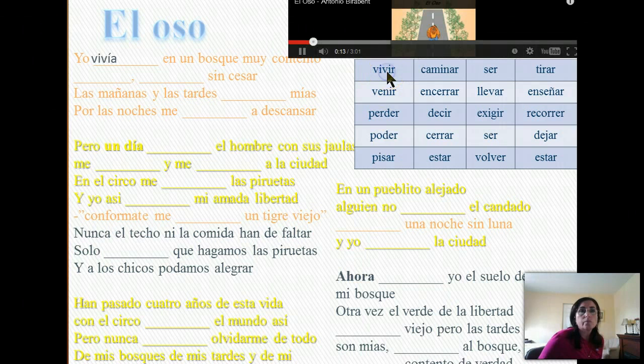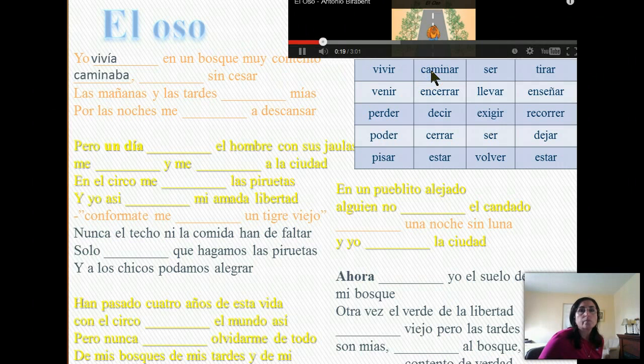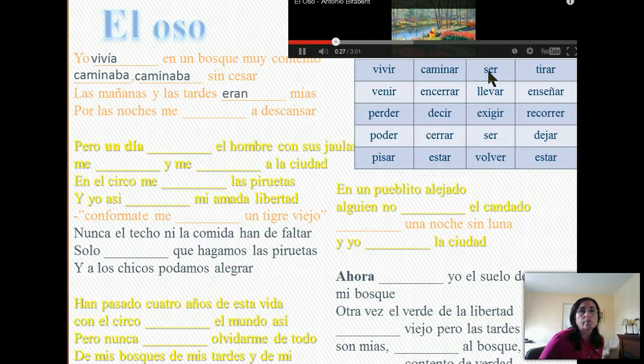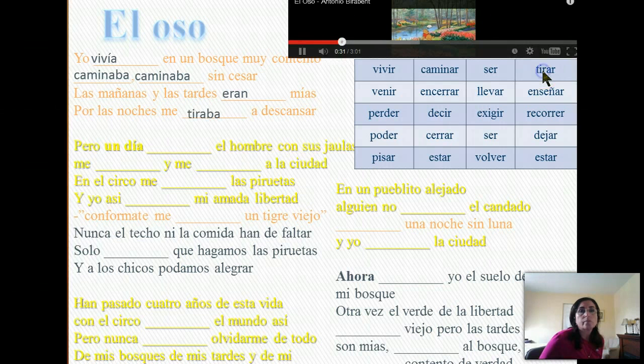Yo vivía en el bosque muy contento, caminaba sin cesar. Las mañanas y las tardes eran mías, a la noche me tiraba a descansar.